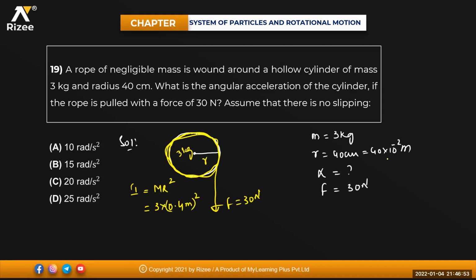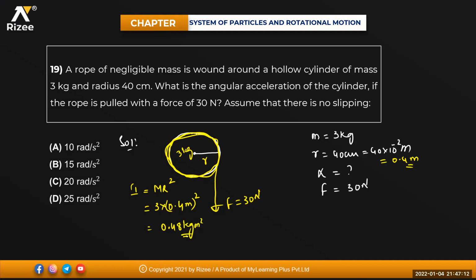Isn't it? So this is 40 into 10 power minus 2, no beta. So it will be 4.4 meters. So this will come out for me. 3 4s are 12. Whole square 16. So that means this will become for me 0.48 kg meter square. Force is given for me 30 Newton.